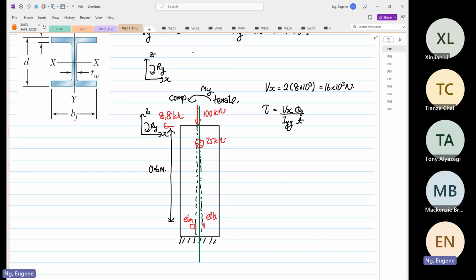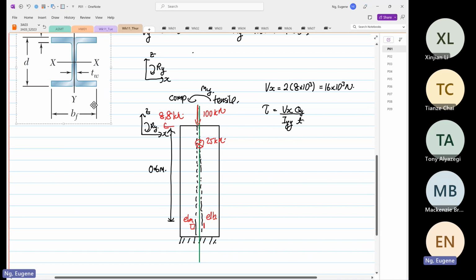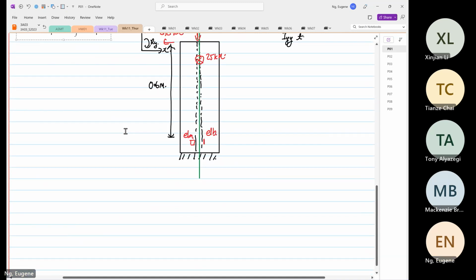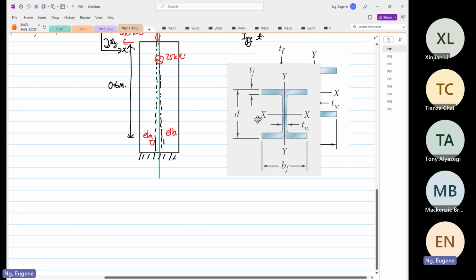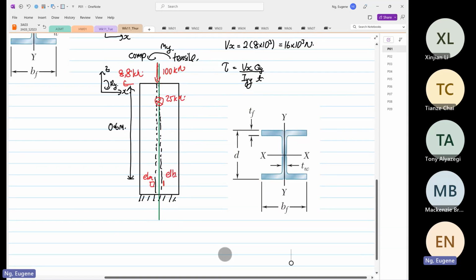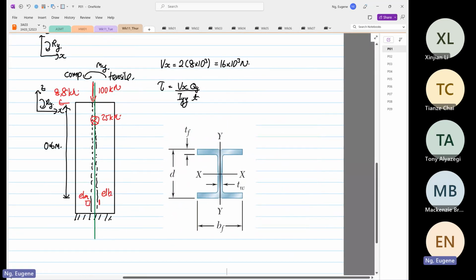So we are looking at element A and element B. We want to know the stress state of element A and element B. So now I'm going to put in this view. This view over here is a cross-section view. So we know that we have our Vx, running at 16 times 10 to the power 3 Newton.